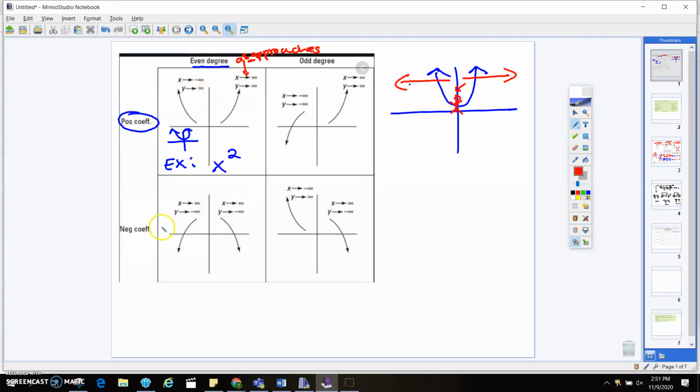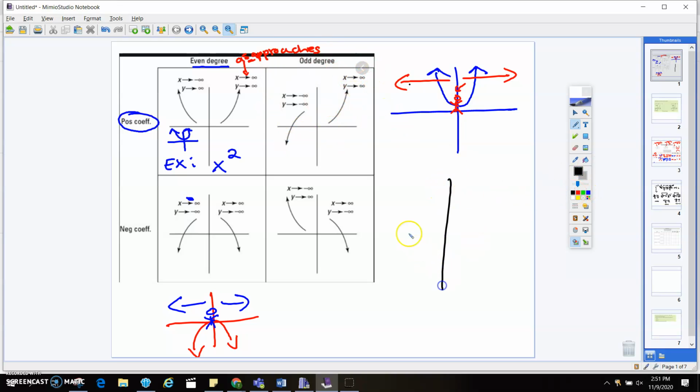Now, if it has a negative coefficient, then it's going down. It's yelling timber. No? Okay, so it's going down. And again, I'm standing at 0, 0. Looking at the left as x is approaching negative infinity, sorry, there should be a negative right here, what's happening to y? It's going down. As x is approaching positive infinity, what's happening to y? It's going down.